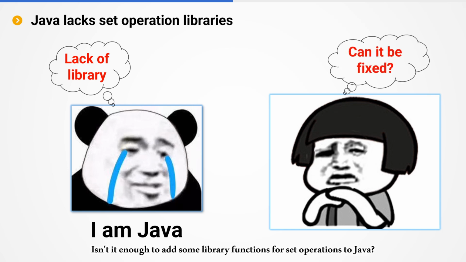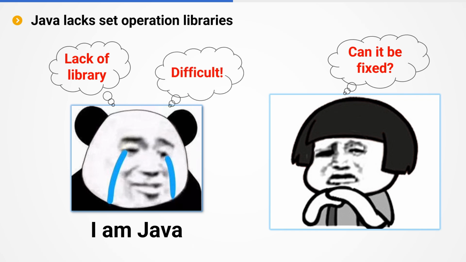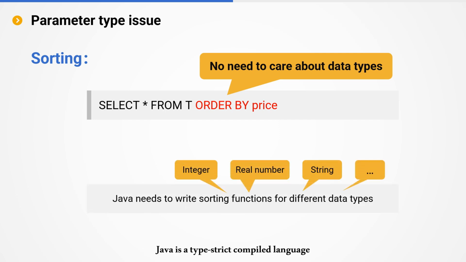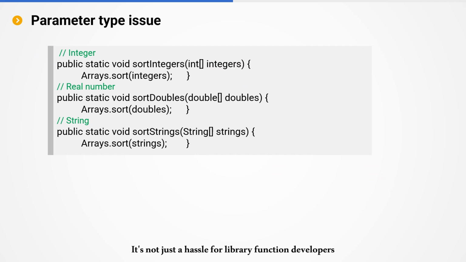Isn't it enough to add some library functions for set operations to Java? It's not that simple. Let's use sorting as an example. In SQL, you can simply write order by price to sort, without caring about the data type of price. Java is a type-strict compiled language, so the same function cannot work for different data types. This means you need to write separate sorting functions for integers, real numbers, and strings. It's not just a hassle for library function developers. Users also need to specify the data type, so the compiler can find the right function.